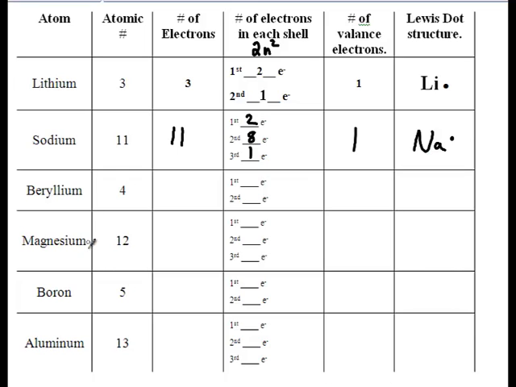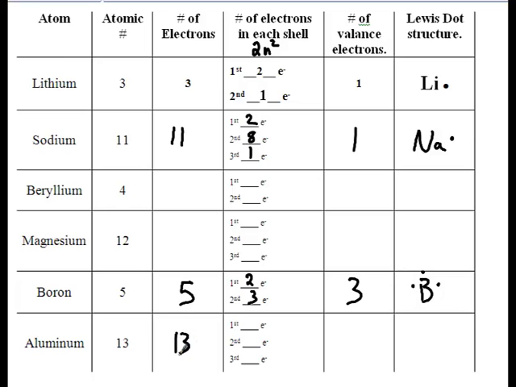Okay, let's skip down a couple here. Let's go to boron. Boron has 5 protons, so it also has 5 electrons before it reacts. It has 2 in the first energy level, 3 in the second. So because it has 3 here, it's got 3 valence electrons. So when I do the dot diagram, boron's going to have 3 dots. Again, make sure you spread out your dots. You shouldn't have any more than 2 per side.